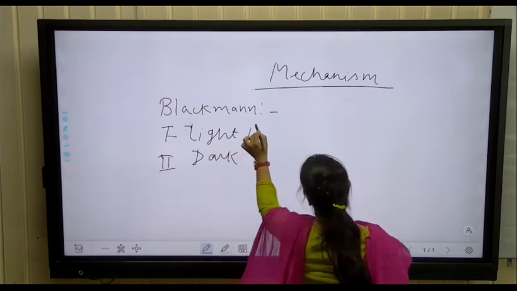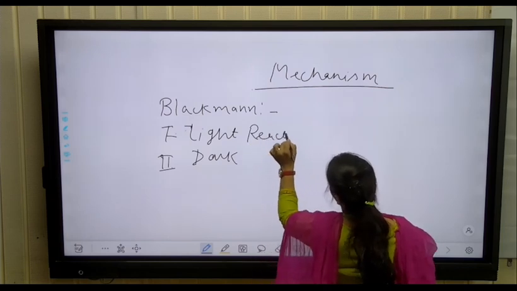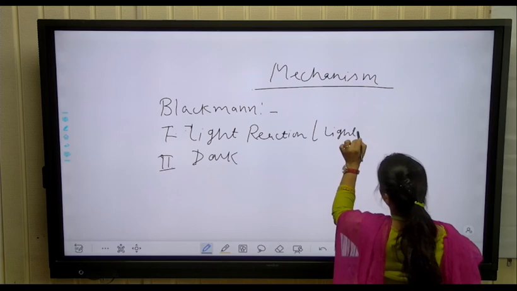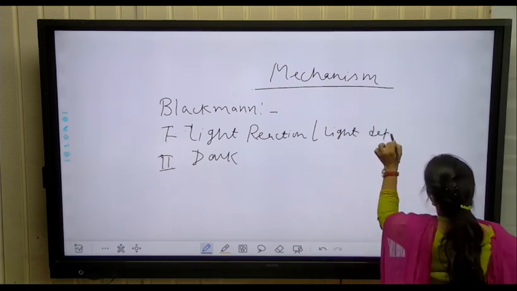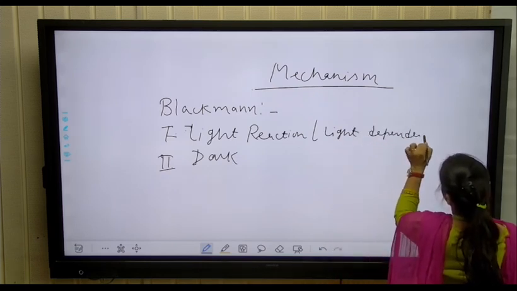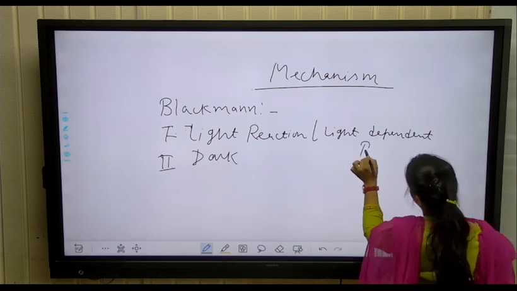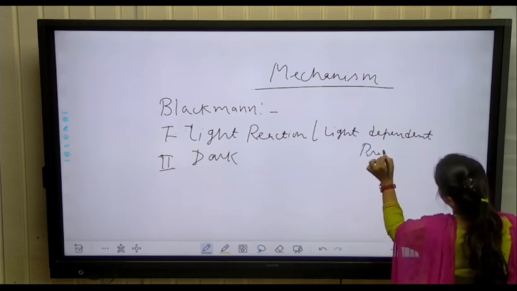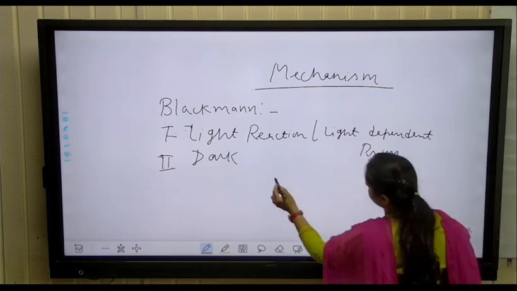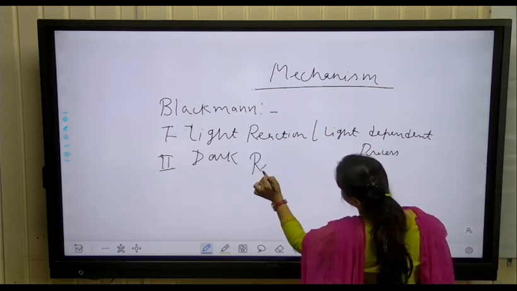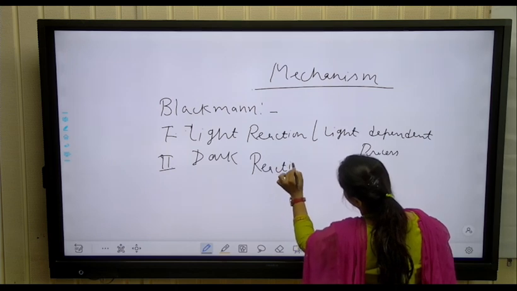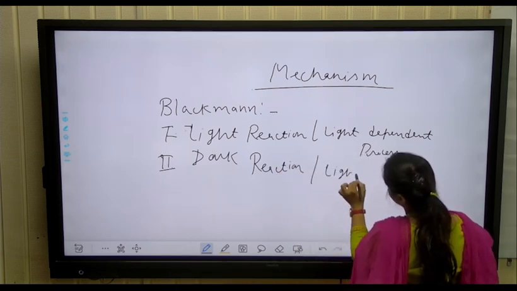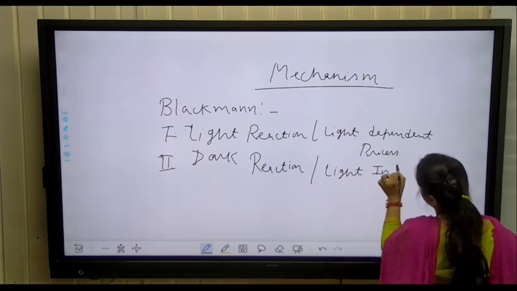Light reaction, or we can say light dependent reaction process, and the second was the dark reaction, and we can say light independent.